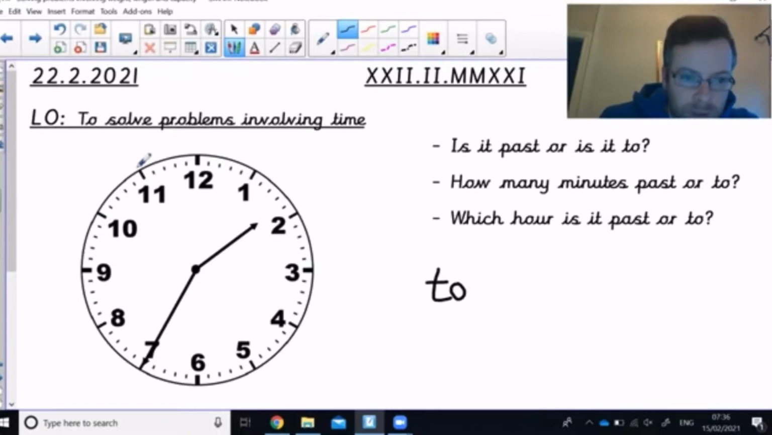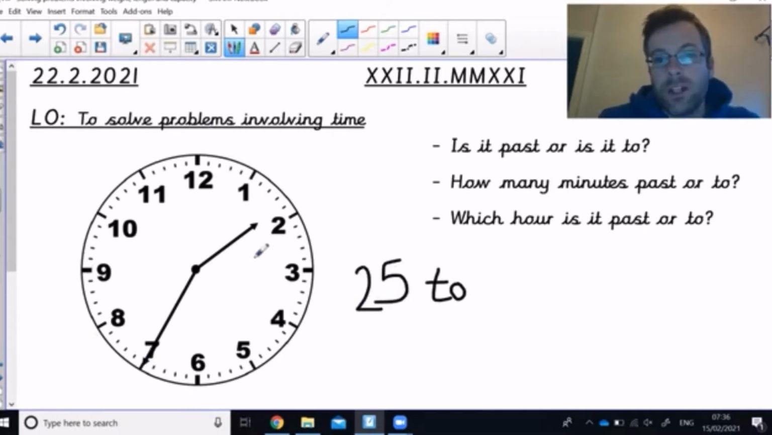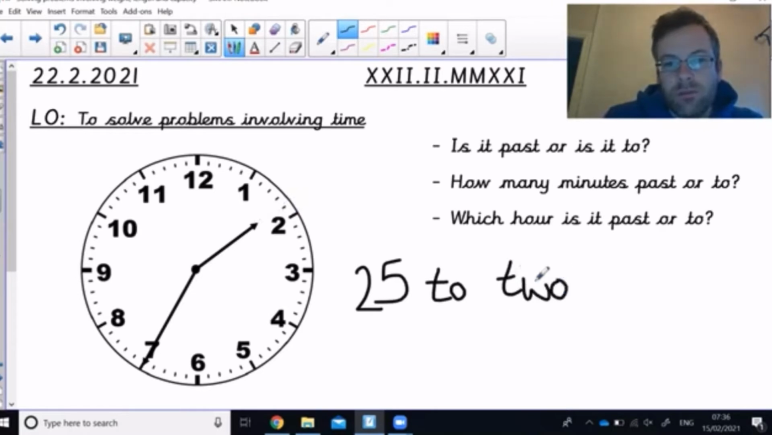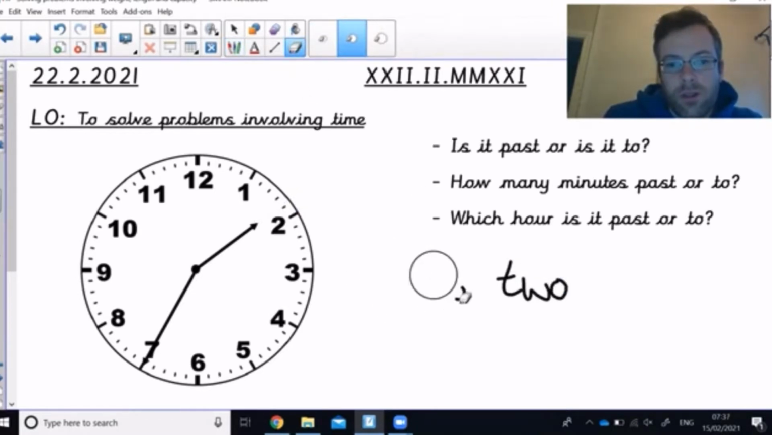So I'll count round 5, 10, 15, 20, 25. So it's 25 to, and then we look at which hour it's going towards, not which one it's gone past. So if it's going around this way, you'll hopefully agree it's gone way past the 1, and it is heading to 2. So this time it's 25 to 2. Let's just do one more really quick.